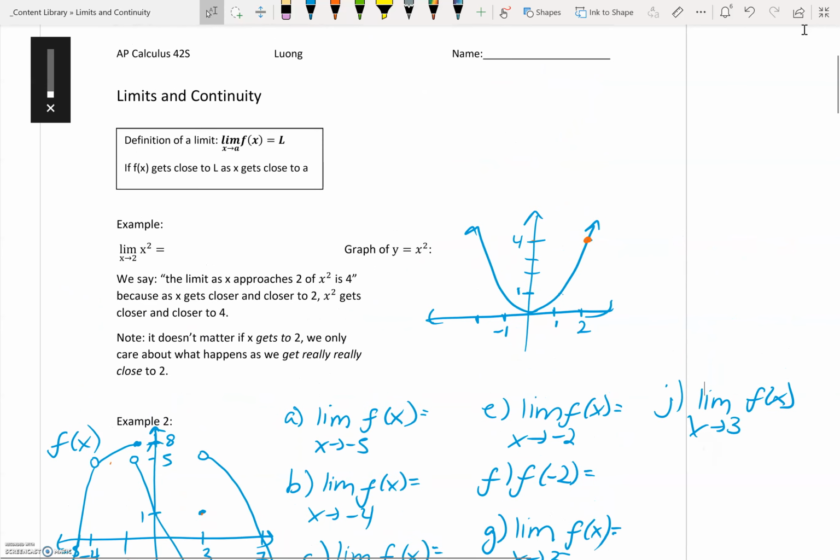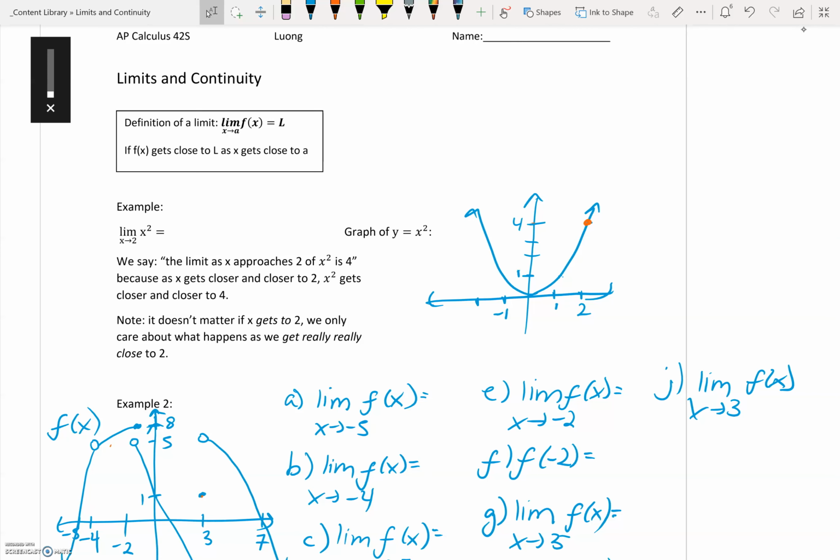Okay, so limits and continuity. First, we're going to look at the definition of the limit. This is read as the limit of f of x as x approaches a is L. So that's how you read that. It'll make more sense when we actually look at this graphically.